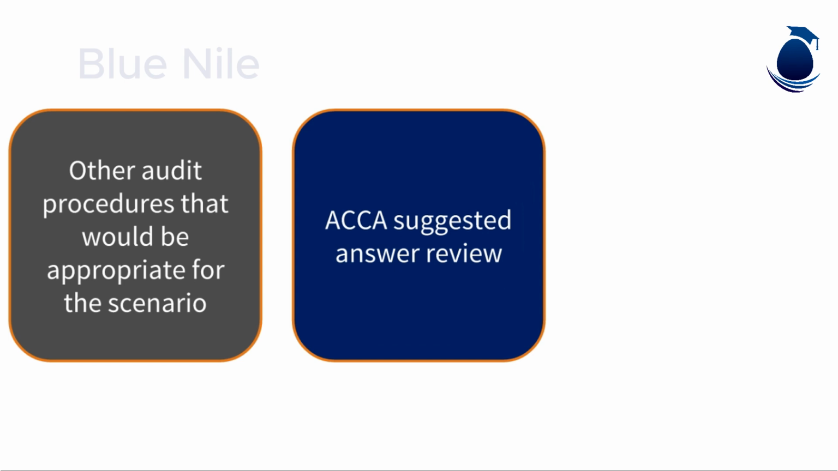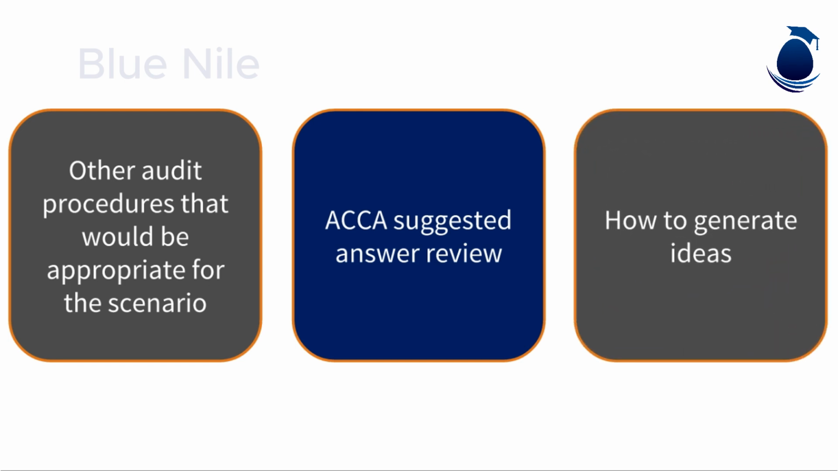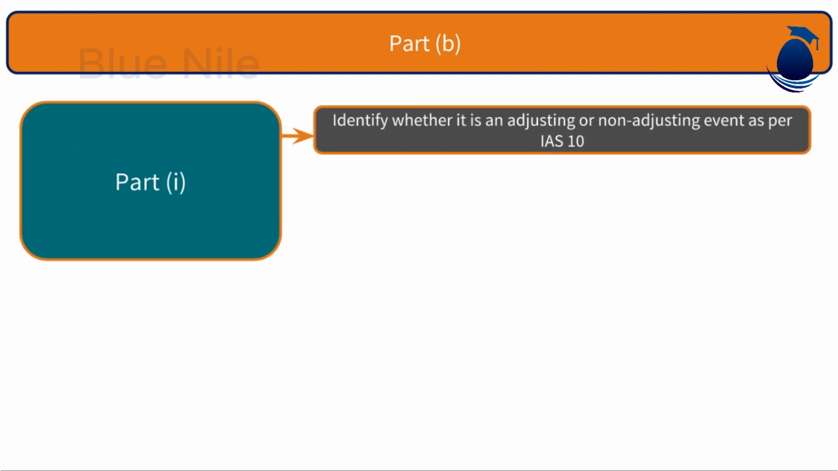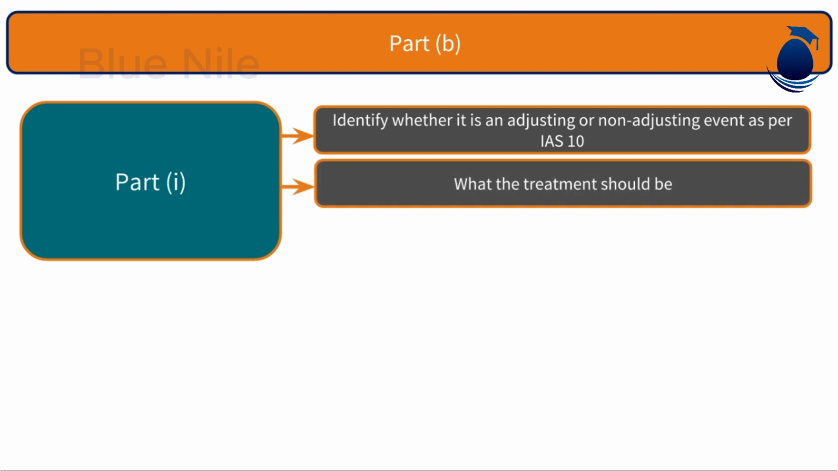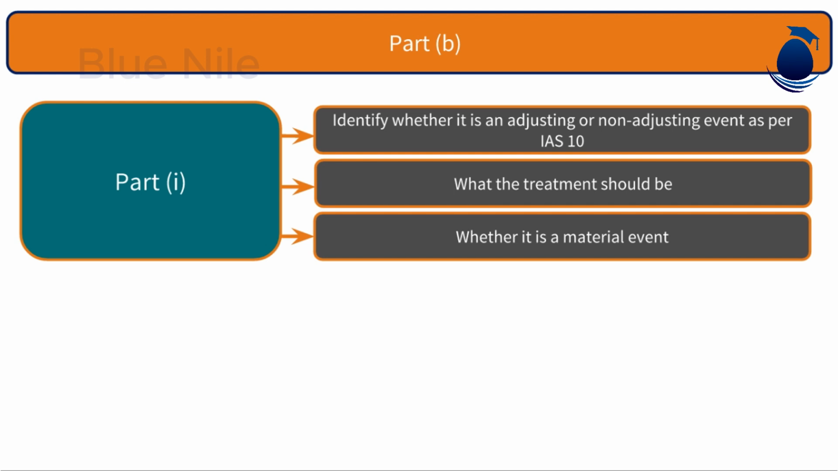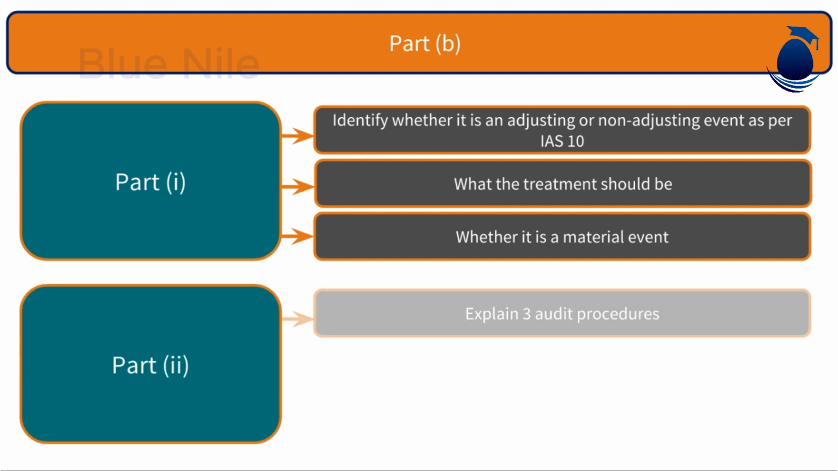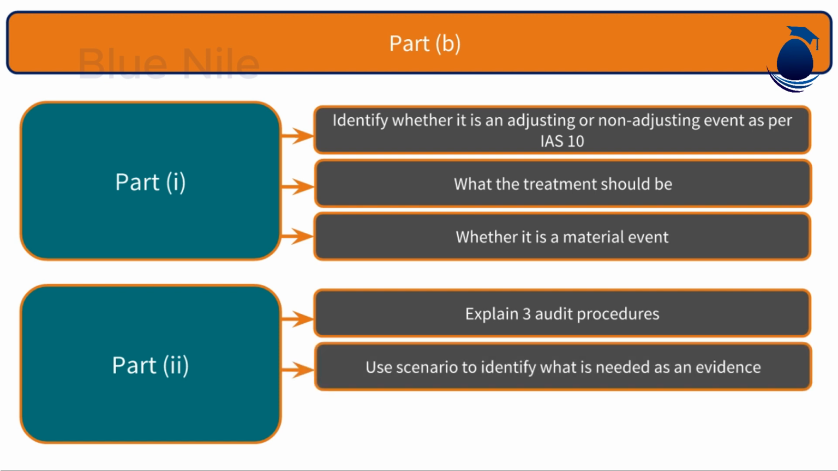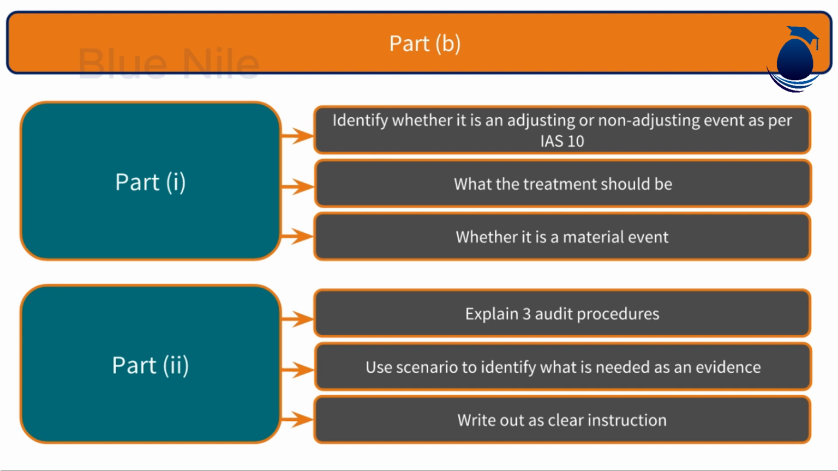Our aim here is to show you the marks allocated to each part of the question and how to generate ideas. For part B, for both events in the scenario, part 1, you should identify whether it is an adjusting or non-adjusting event as per IAS 10, what the treatment should be, and whether it is a material event. For part 2, explain 3 audit procedures appropriate to the event. Use the scenario to identify the evidence needed and write out as a clear instruction.